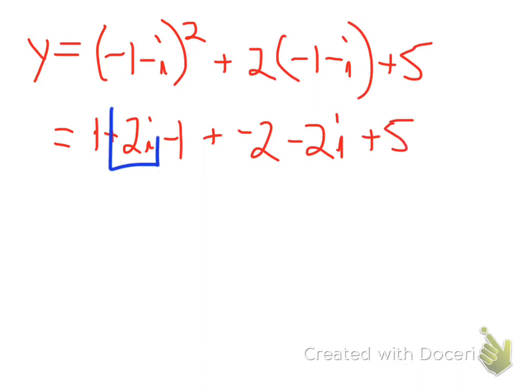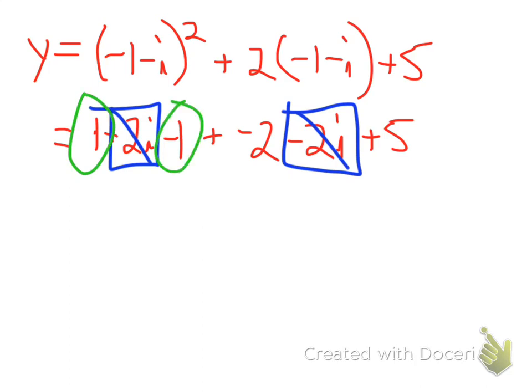Same as before, I have a positive 2i and a negative 2i, which will cancel each other out, make 0. I have a positive 1 and a negative 1, which will reduce down to 0. And once again, a negative 2 and a positive 5, which means this also equals 3.